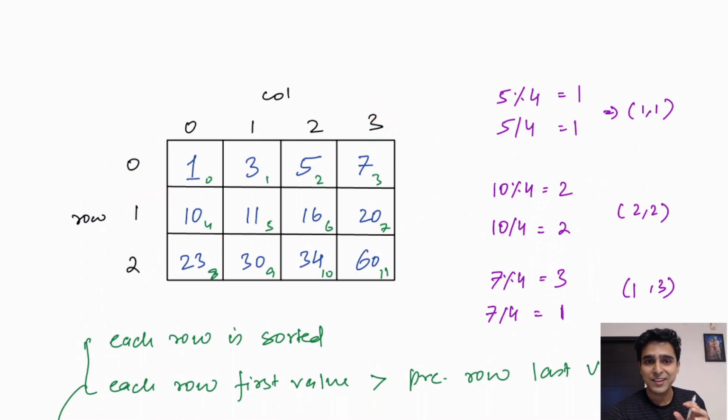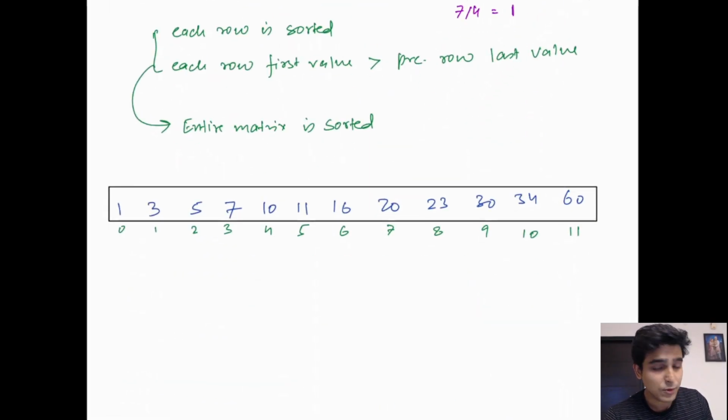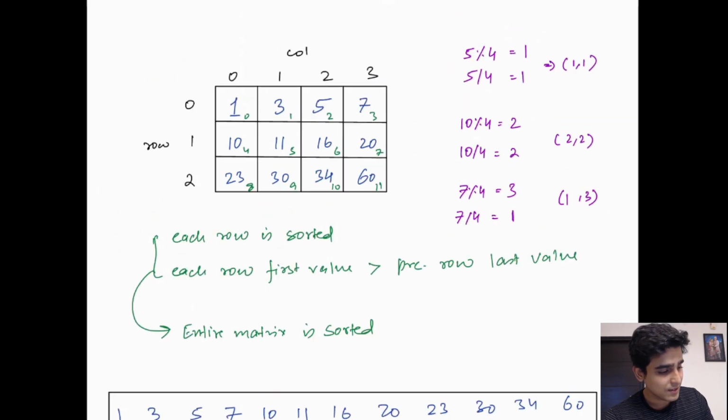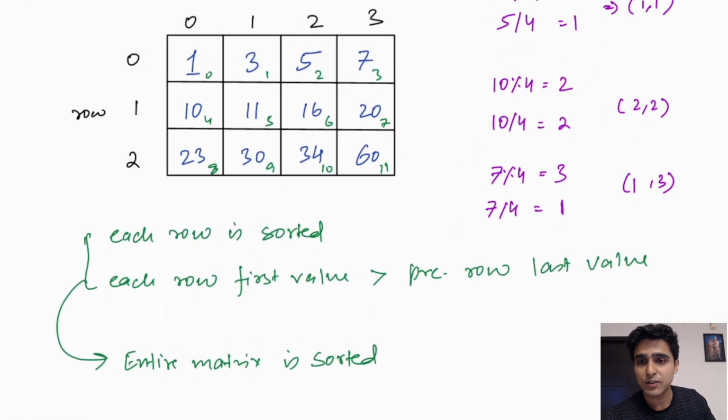So this is what we can use. So what I am saying is, if you consider this entire matrix as a 1D array, and if you use the indexes like this 0 till 11, for each index you can get the corresponding row and column of that value, and using that you can fetch this value.